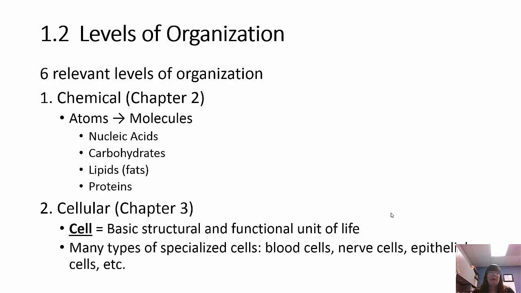Cellular, we're going to talk about in Chapter 3. So the cell, again, is the basic structural and functional unit of life. There are a lot of specialized cells in our body. Blood cells, nerve cells, epithelial cells, muscle cells, for example.